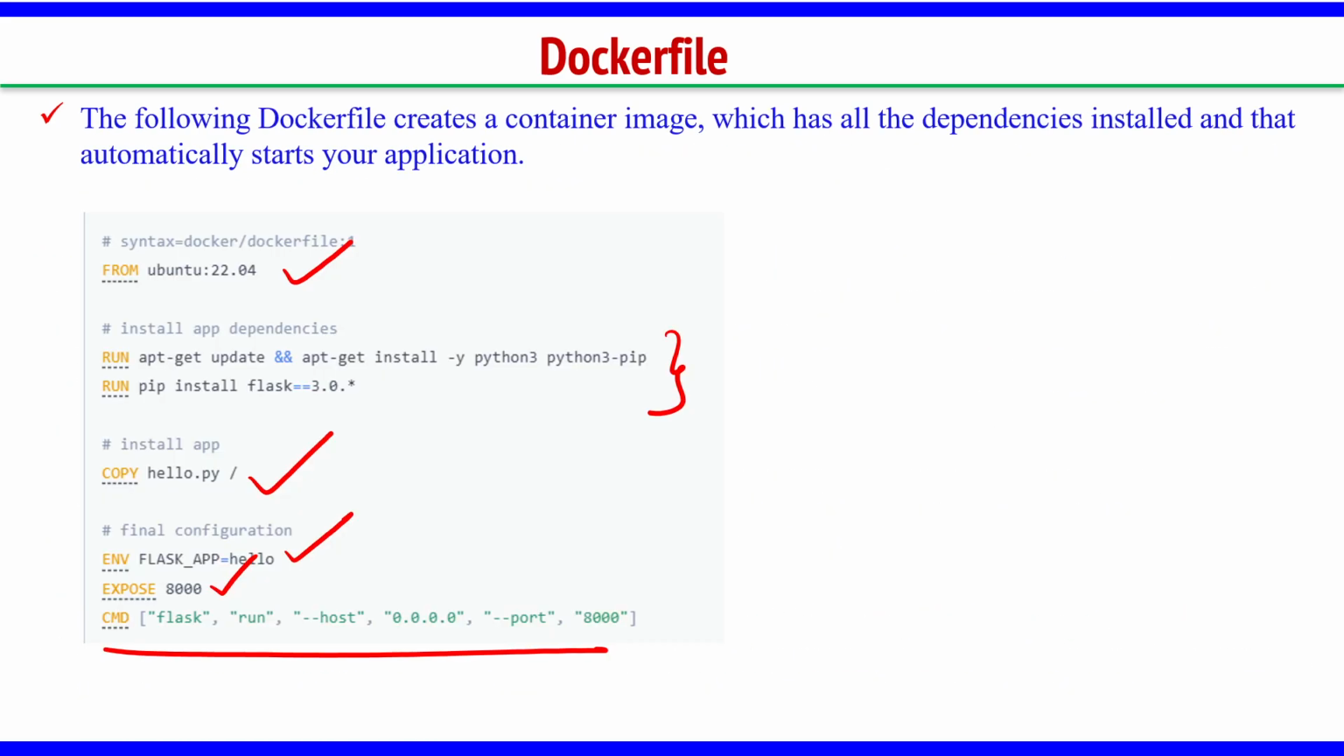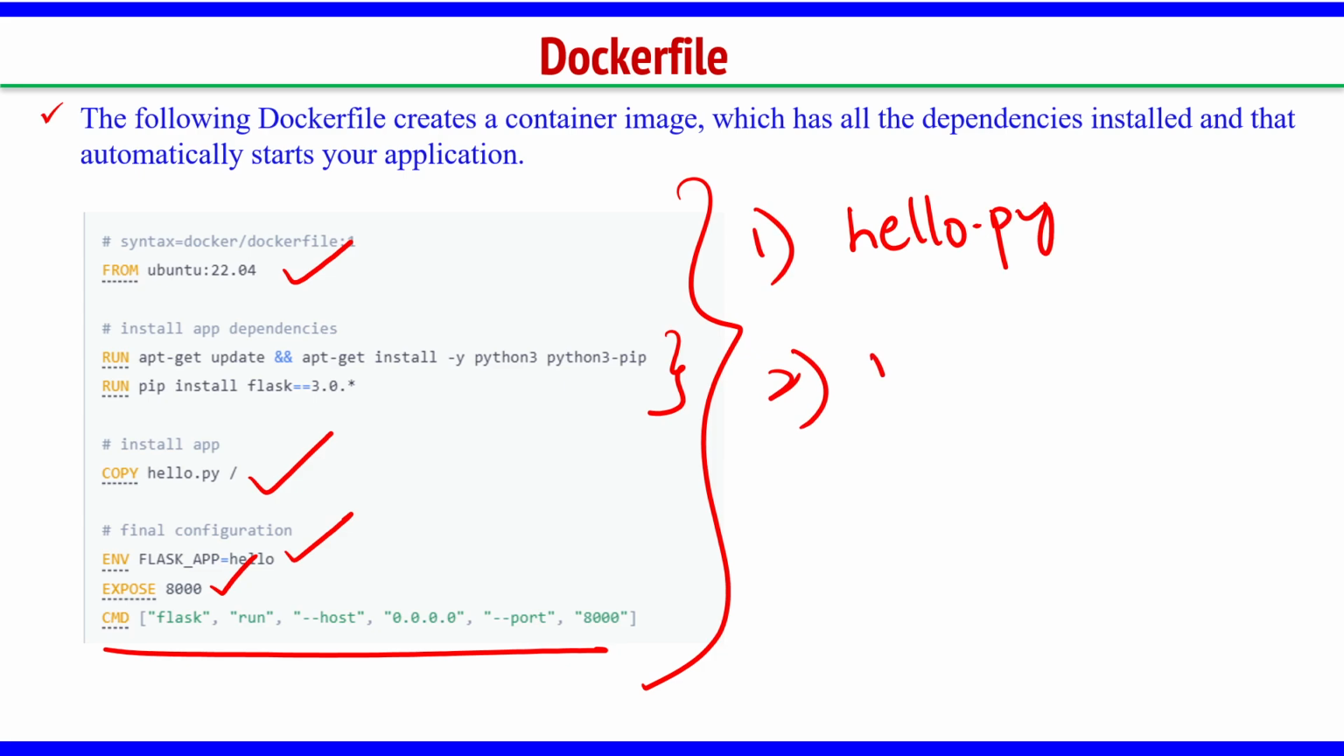So, this is the Dockerfile. What all things do I have now, what should I do now? I should have one code like this, hello.py, one Python program. Second one, I should have a Dockerfile. That's it. After this, I have to just execute this Dockerfile.